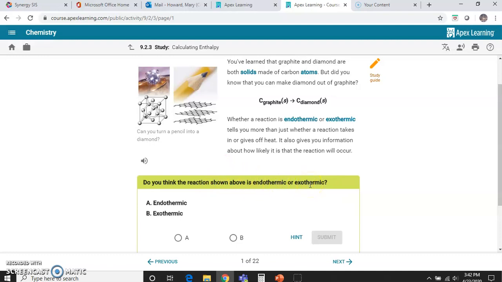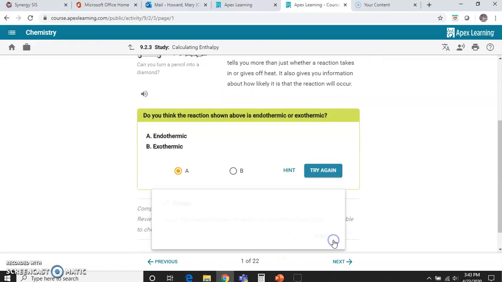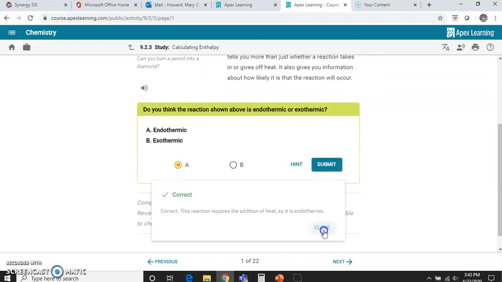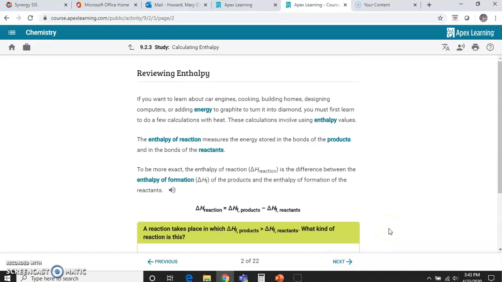What did I just say? To make a diamond, you needed heat. So if you're taking in heat, it's entering heat, endothermic. So let's review a little bit more about this. We're talking about adding energy, turning it into diamond.